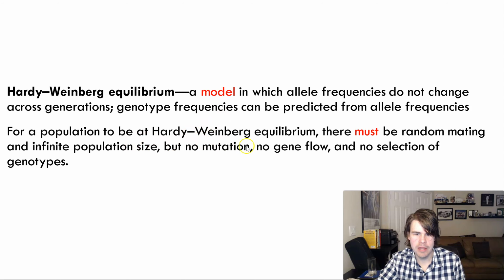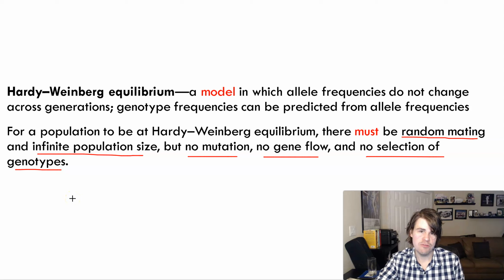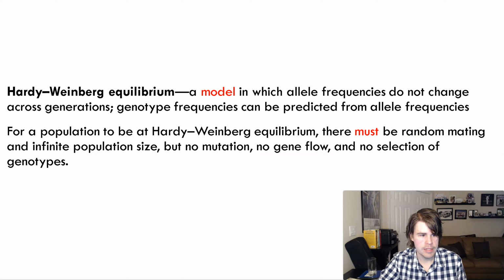For a population to be at Hardy-Weinberg equilibrium, there must be random mating, an infinite population size, no mutation, no gene flow, and no selection of genotypes. So everything is fixed. There's no input of new alleles, no gene flow, no random mutation. Of course you're like, that doesn't happen in life, but that's the point. Hardy-Weinberg equilibrium is a model to help us understand if a population is evolving or not.